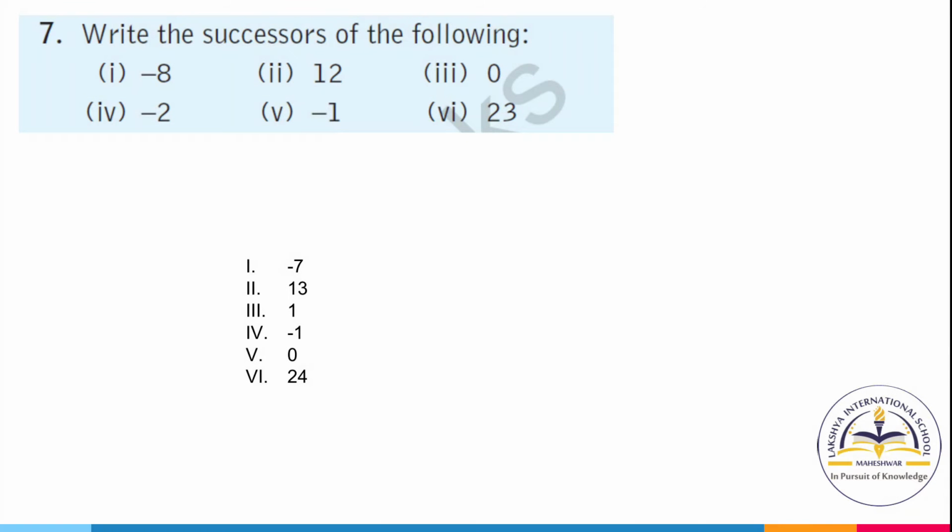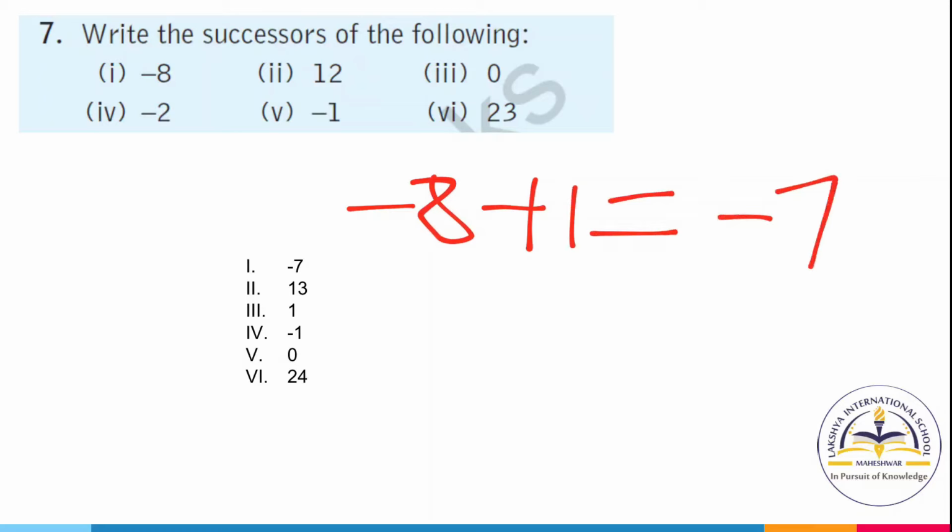Now question number 7, write the successors of the following. Successors means you just have to add plus 1 in a given value. Suppose your question is minus 8, so minus 8 successor will be minus 8 plus 1. So when you will add 1 on it, you will get minus 7, okay, minus plus minus, so you have to subtract them and the greater sign will be there, that is minus sign here.